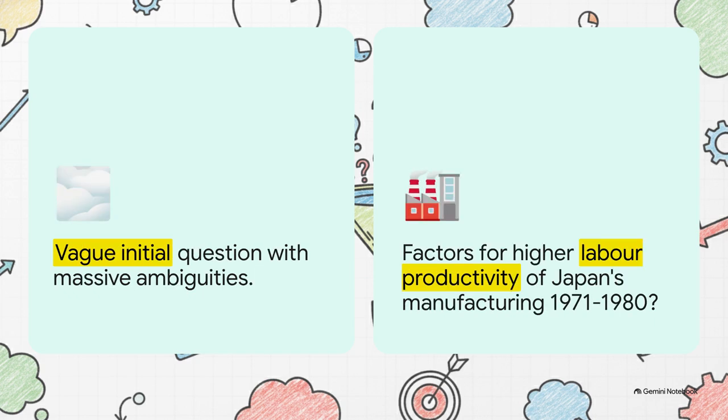So, we run it through our rethinking process. Notice how much better the right side is now. Instead of just general productivity, we specify labor productivity. Instead of looking at the whole economy, we dial it into manufacturing industries, and we tack on a precise decade, 1971 to 1980. This is a massive leap forward. The ambiguities are fading fast, but we can still get it sharper.